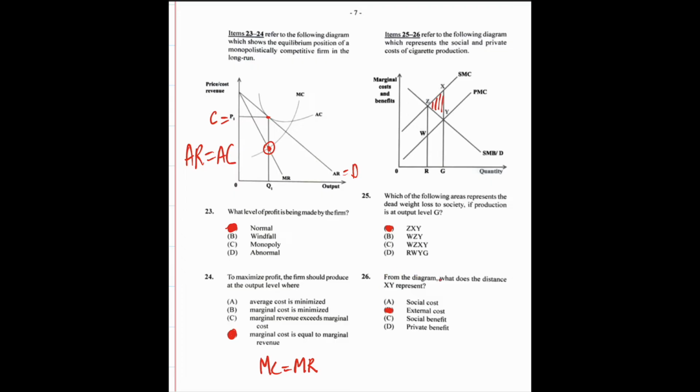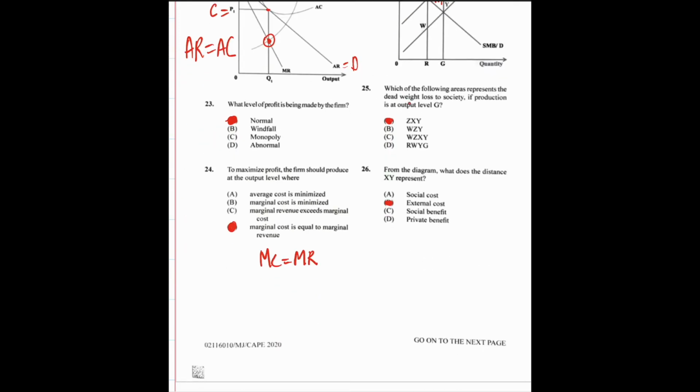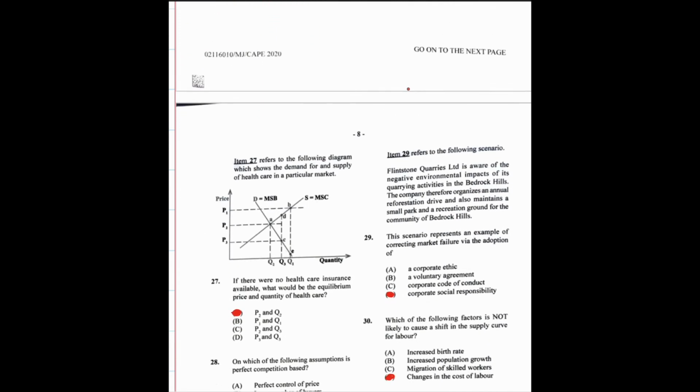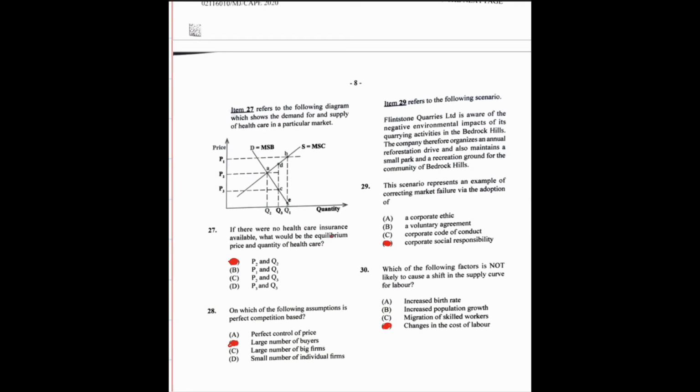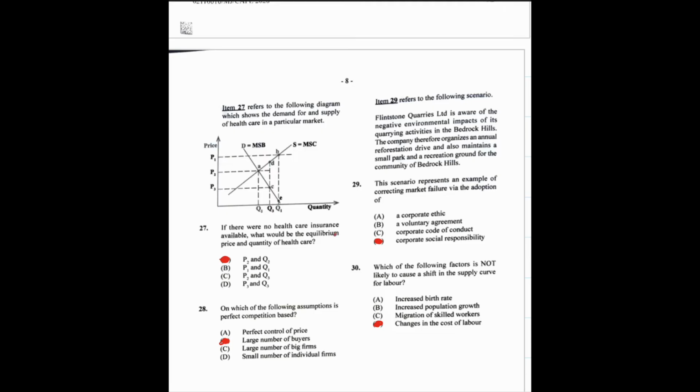From the diagram, what does the distance XY represent? And as we saw before, this would give us the external cost, which is B. Alright, moving on to 27. 27 says if there were no healthcare insurance available, what would be the equilibrium price and quantity of healthcare? And that would actually be A. That is P2 and Q2, which is right here.